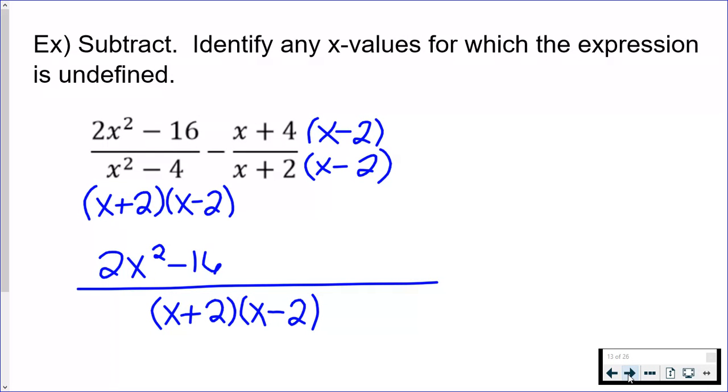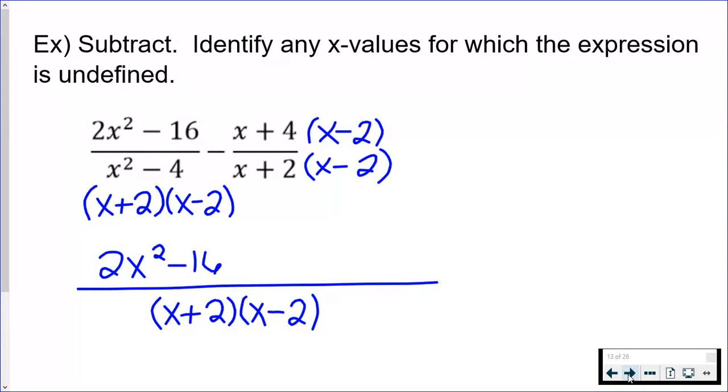That first fraction, or first expression, I did not change. The denominator stayed the same. It looks different because I factored it, but I didn't put anything in there that wasn't there before. So the numerator is still 2x squared minus 16. That does not change. The second one, however, you need to be very careful.